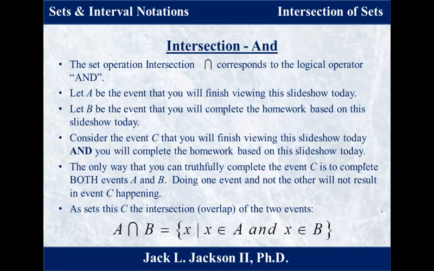So in sets, this is what we call the intersection or overlap of the two events, or two sets. Okay? So we say A intersect B is by definition the set of all x such that x is an element of A and x is an element of B. So intersection and AND go together.